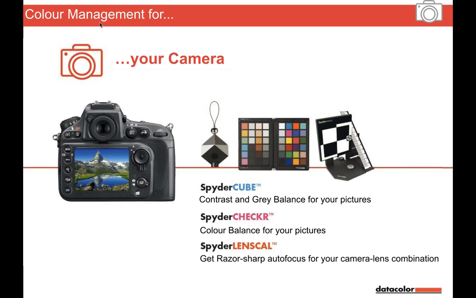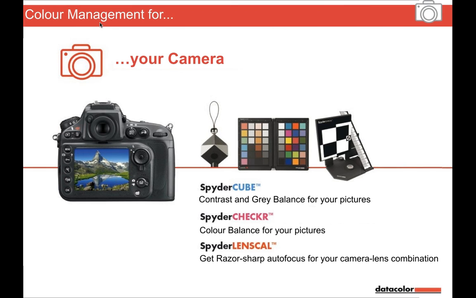Now, there's a couple of other tools we're going to look at. One of them is a different end of things. It is related to calibration. There's something called the LENSCAL, which we'll have a look at in a bit. But we're first of all going to have a look at what essentially is the SpyderCUBE's big brother, the SpyderCHECKR. Now, this is a color card, basically.